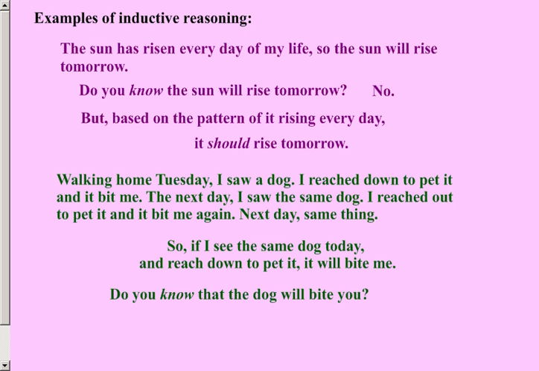Now, do you know that the dog is going to bite you? Well, no, we don't. Everything about common sense would tell you, yeah, it is. Quit trying to pet the stupid dog. Okay, but you don't actually know that. It is simply a reasonable statement to make based upon the observations that we have available to us. Okay, so this is inductive reasoning, making predictions based upon observable patterns. If we were to reach down to pet that dog today, and the dog did nothing but let us pet it, well, there you have a counterexample, and that would disprove our conjecture.